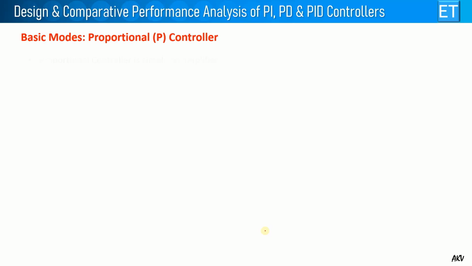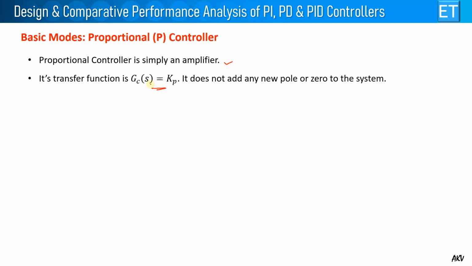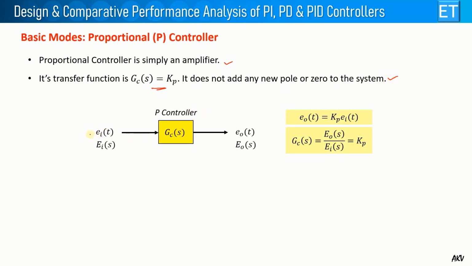First I'm taking the proportional controller. The proportional controller is simply an amplifier, so it has a constant gain. Its transfer function is Gc equal to Kp, that is your constant. So obviously it does not add any new pole or new zero to the system, and this is your controller. Ei(t) is the input error to this controller, and Eo(t) is the output error, and capital Ei(s) and capital Eo(s) are their frequency domain representations. So this is the time domain equation. Here you can see that the output of the controller is simply Kp times the input error.